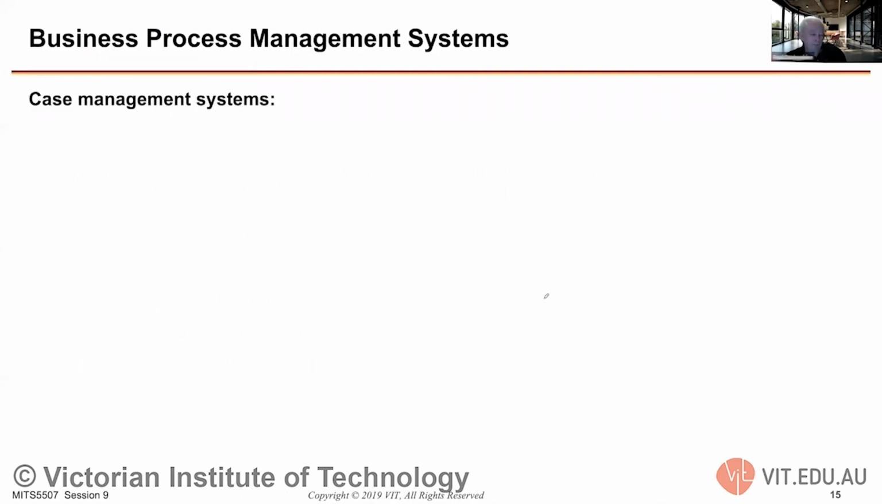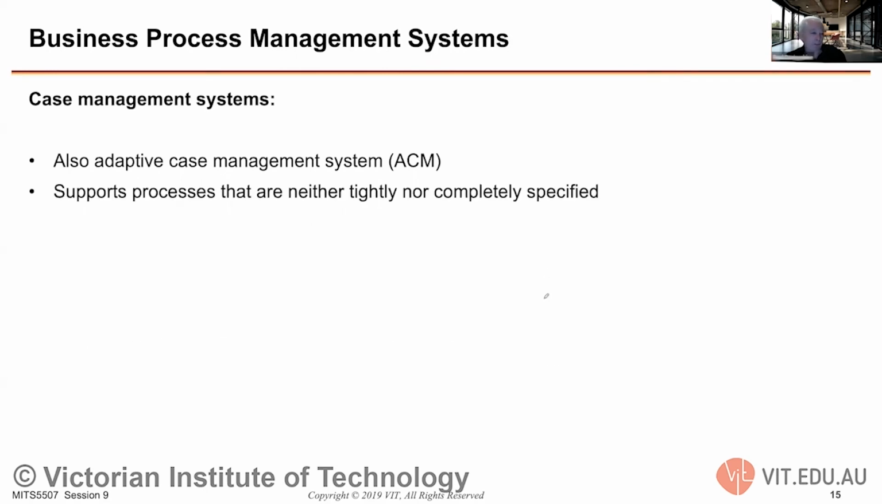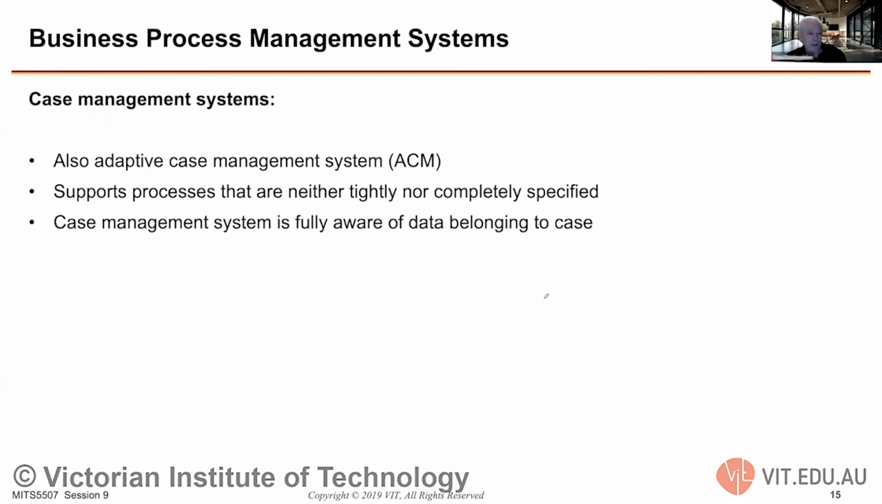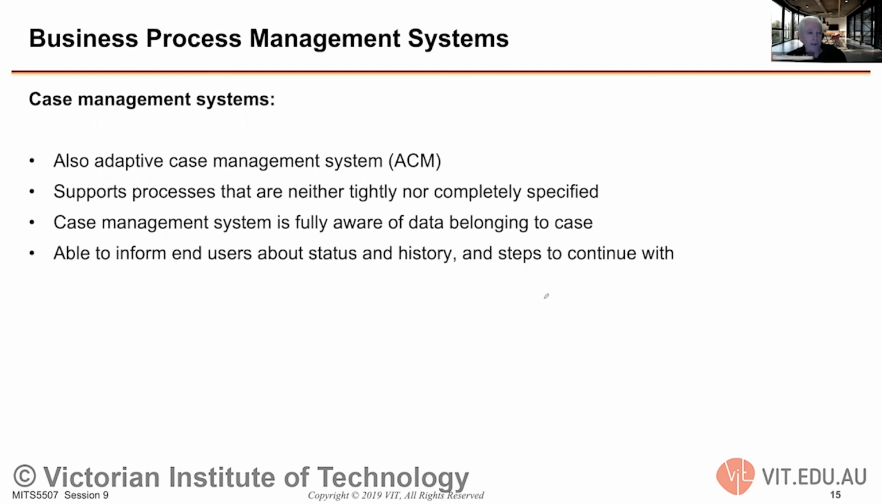Case management systems. If you remember, as we're going from the bottom to the top, the case management system was the next one. It spanned the two categories of data-driven and process-driven, so it can also be considered an adaptive case management system. It supports processes that aren't tightly or completely specified. It's fully aware of data which belongs to a particular case. It's able to inform end users about status, history and steps to continue.